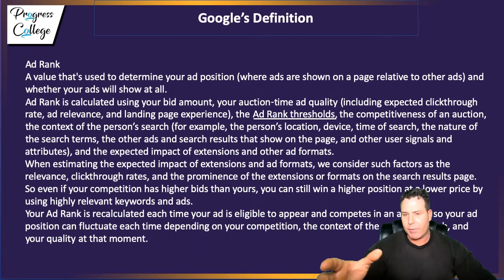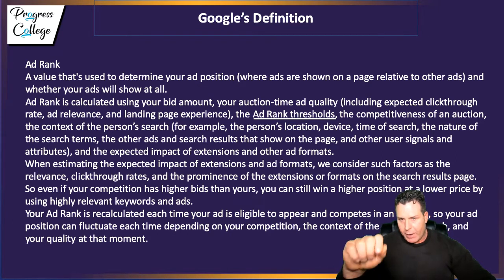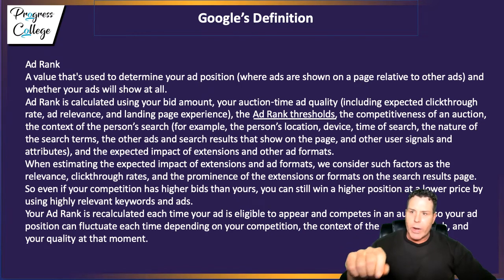So let's talk about Google's definition of ad rank so you can really understand what this is, and then I'm going to give you my quicker, easy-to-remember definition. Ad rank is a value that's used to determine your ad position, where your ads are shown on a page relative to the other ads, and whether your ads will show at all. Ad rank is calculated using your bid amount, your auction-time ad quality, including expected click-through rate, ad relevance, and your landing page experience, the ad rank thresholds, the competitiveness of the auction, the context of the person's search, for example the person's location, device, time of search, nature of the search terms, other ads and search results shown on the same page, and other signals and attributes.